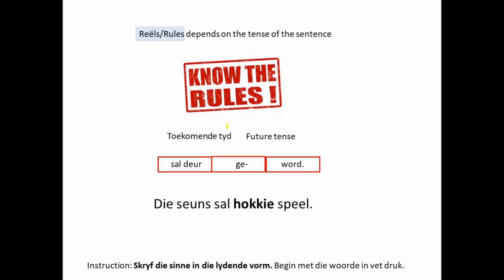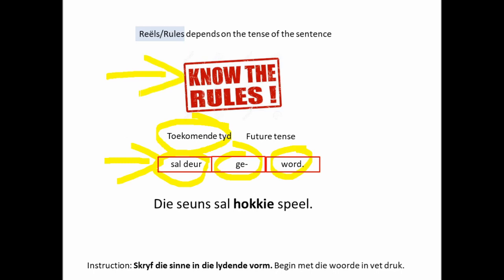If the sentence is written in toekomende tyd, these are the rules for Lydende vorm. Sal, deur, ge, and word at the end of the sentence. Remember, boys and girls, you need to learn these rules. If you don't learn them, you will not know them.